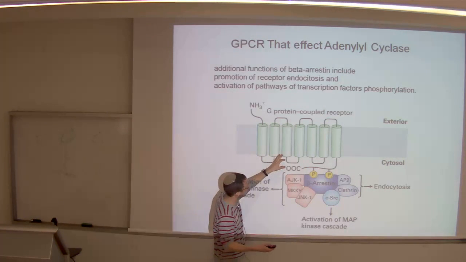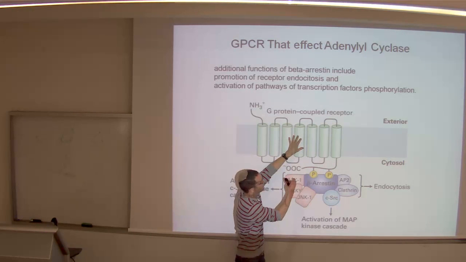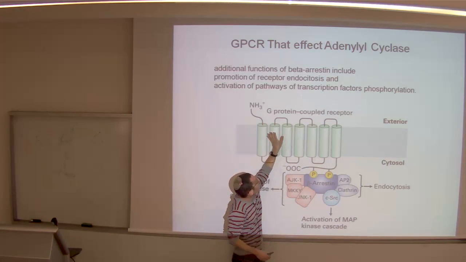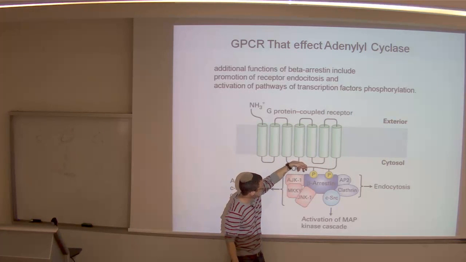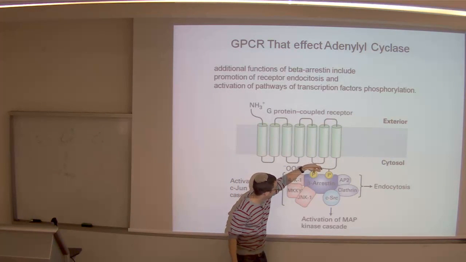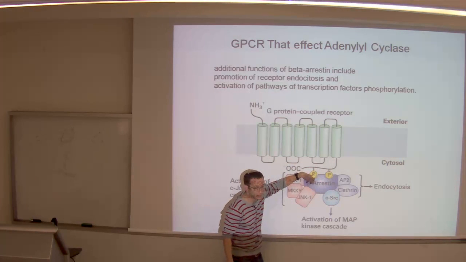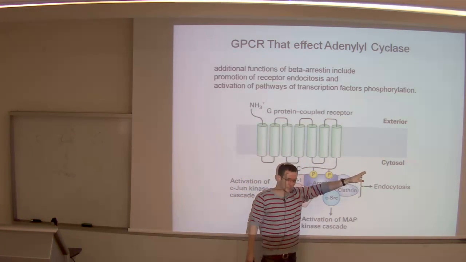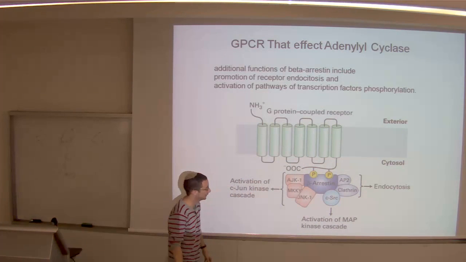What is its activity? It activates downstream G proteins. So once the G protein coupled receptor is phosphorylated enough to be recognized by beta-arrestin, it is no longer able to activate any downstream G proteins.